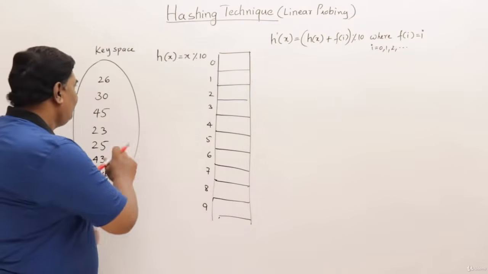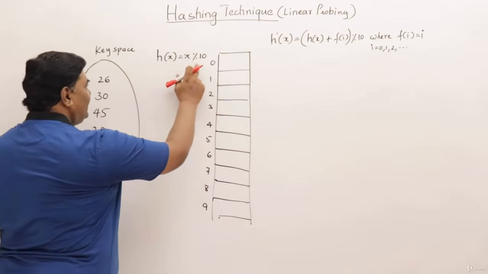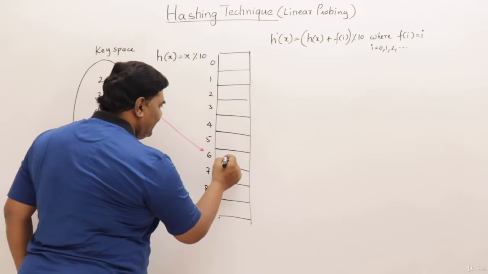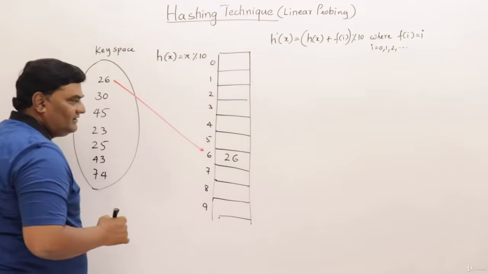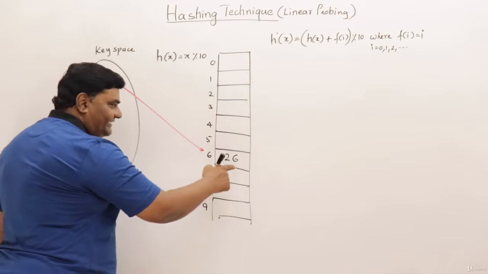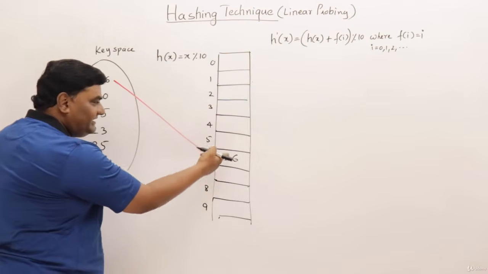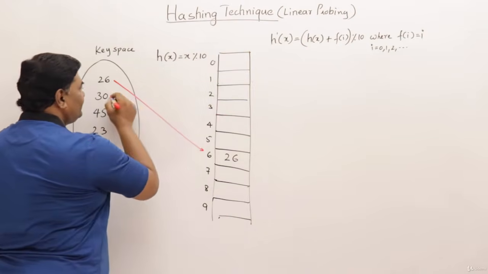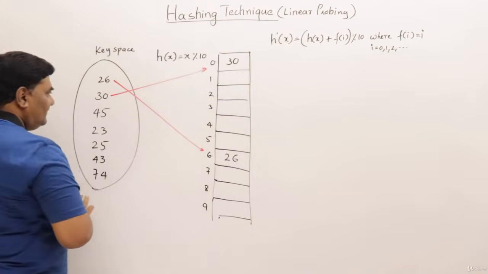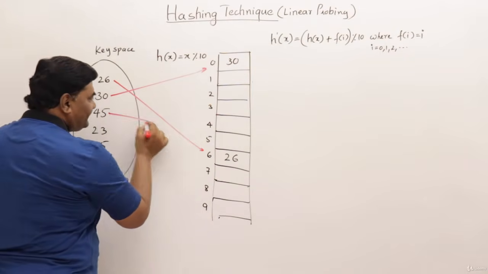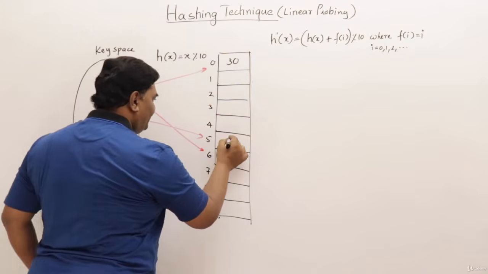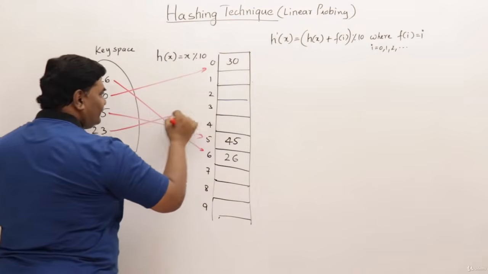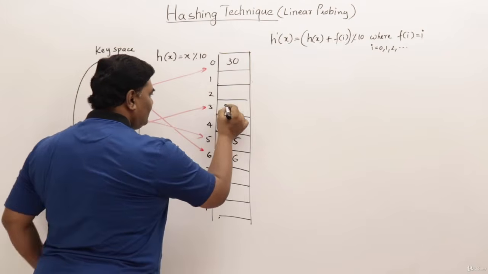So let us start. The first key is 26. 26 mod 10 is 6, so it will get stored here. There is nothing here, it is free, empty, so 26 is stored here. We are not forming a linked list like in chaining. This is a place for storing a key. The next is 30 mod 10, which gives 0, so 30 is stored here. 45 mod 10 gives index 5, so 45 is stored here. Then 23 mod 10 is 3, so 23 is stored here.